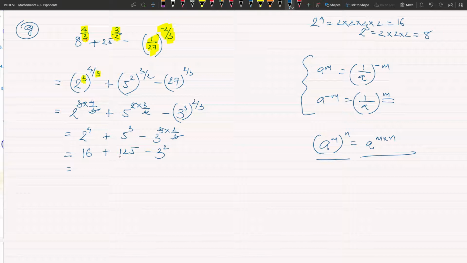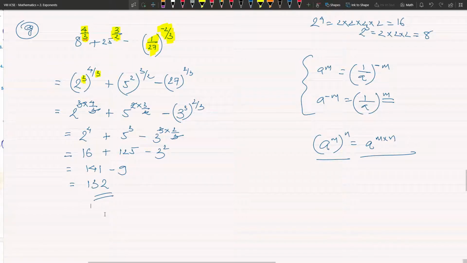Correct. Tell me, what is 16 plus 125? 141 minus 9. Can you do that? Yes. Also 132. Okay, let me check the answer. Yeah, it is correct. Did you understand, Anushree, the steps? Yes, sir.